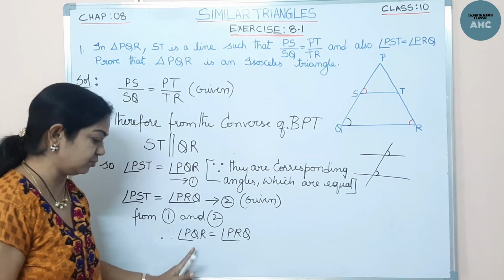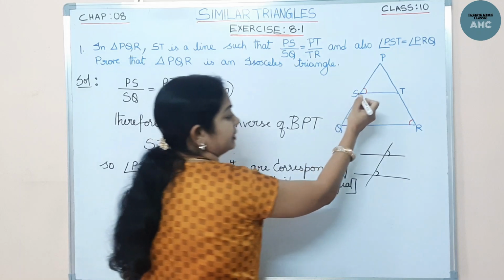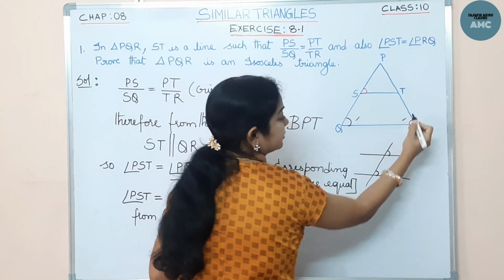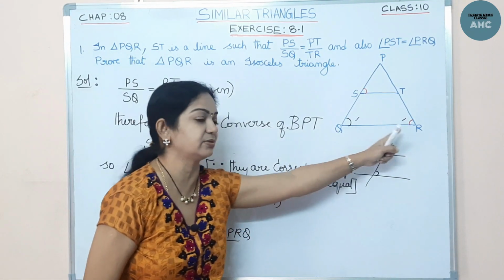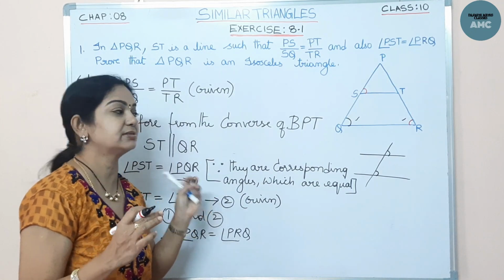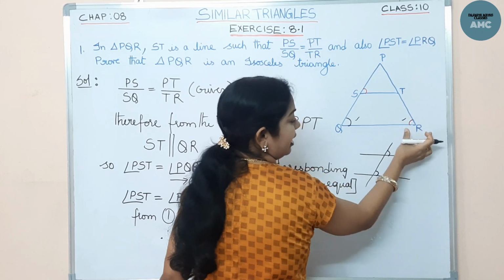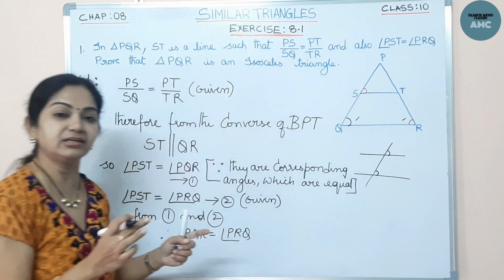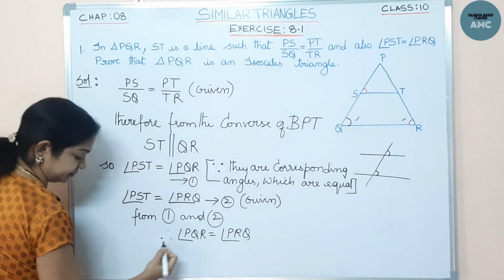So this is angle PQR and this is angle PRQ. Where are those angles? PQR and PRQ. So these two are equal, we got. We got it from equations 1 and 2 that these two angles are equal. When angles are equal, the sides opposite to them are also equal. Opposite to this angle is the side PQ, and opposite to this angle is PR.